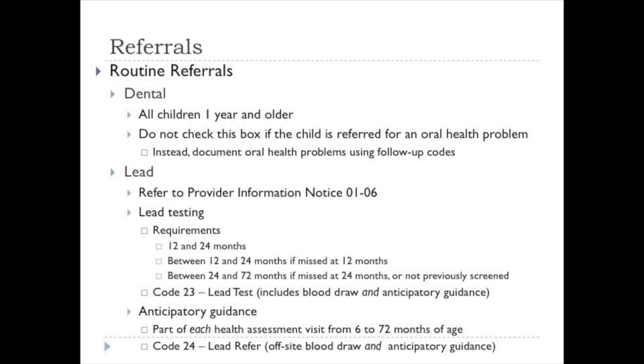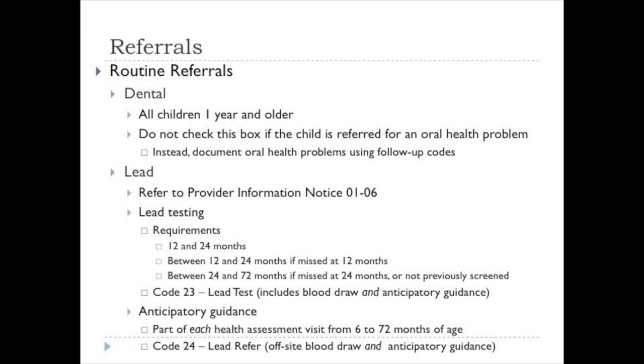Routine lead screenings and referrals occur at 12 and 24 months of age. Make sure that if a child has missed a lead screening or referral at either of these age markers, that they are brought up to date as soon as possible. Lead poisoning can have permanent effects on the physical and mental development of a child. Therefore, anticipatory guidance should be part of every visit for children between 6 and 72 months of age.